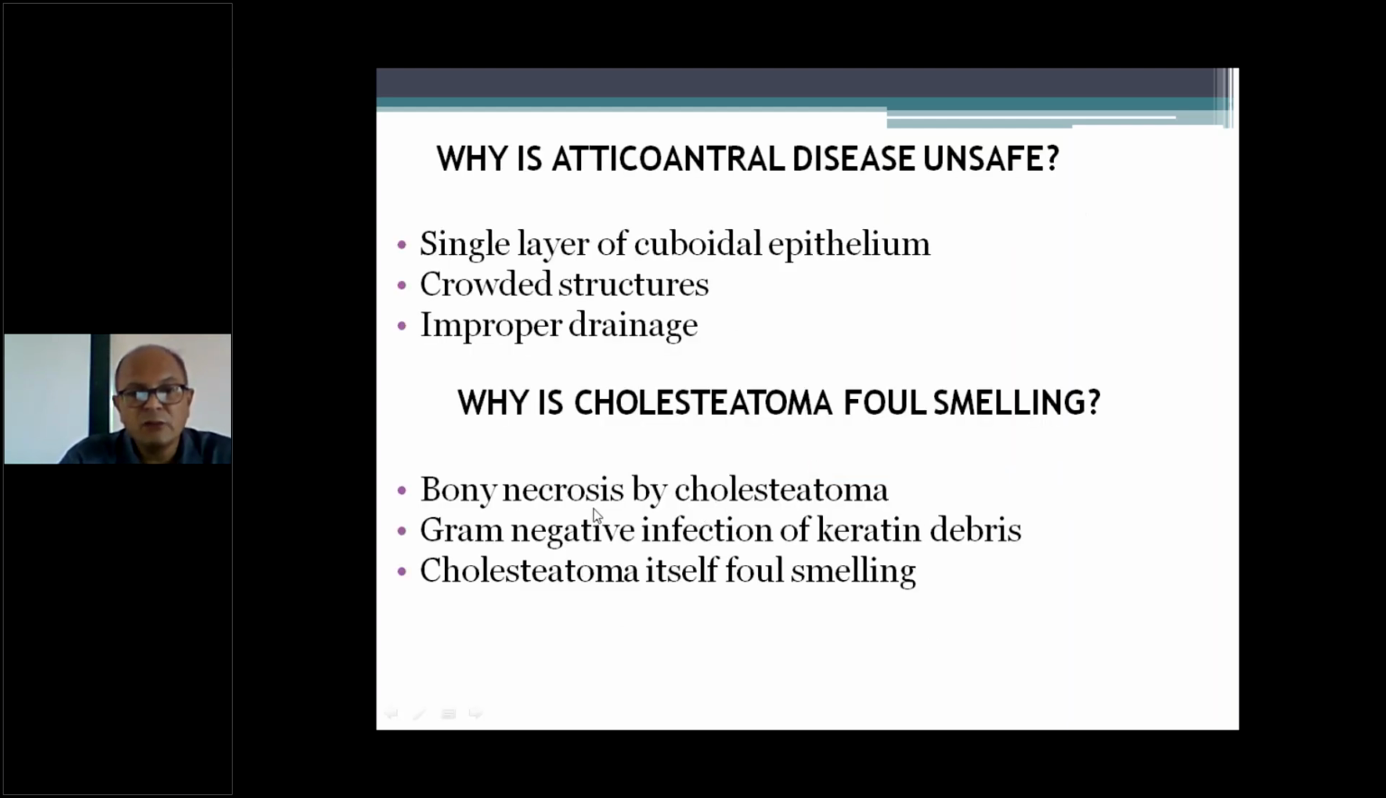Cholesteatoma is foul smelling because of bony necrosis and gram-negative infection of keratin debris, and the cholesteatoma itself is foul smelling. The typical foul smell is a rotten fish odor, mostly from osteitis, granulation tissue and gram-negative infection.